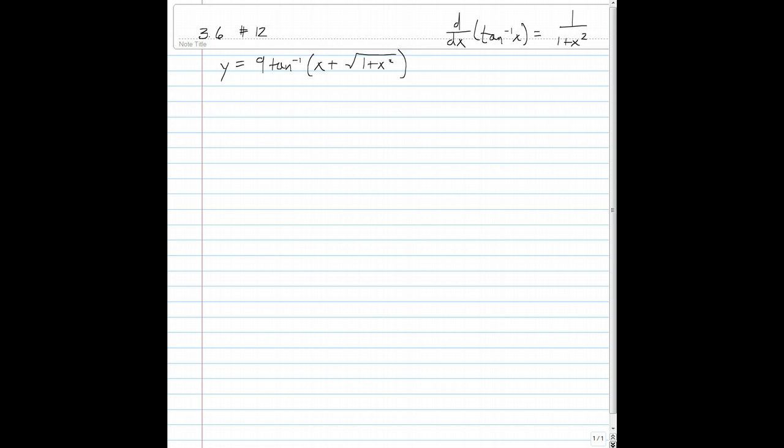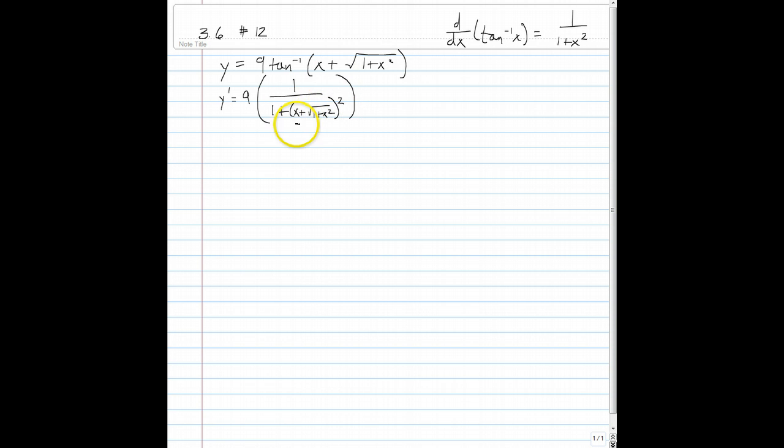So let's go ahead and do that. We get y prime equals, and leave this 9 out here because it's a constant, and just multiply it through at the end. It's going to be 1 over 1 plus, in our case the argument is x plus the square root of 1 plus x squared, and that's all squared.